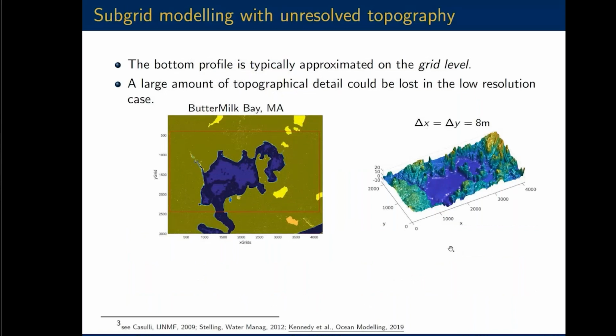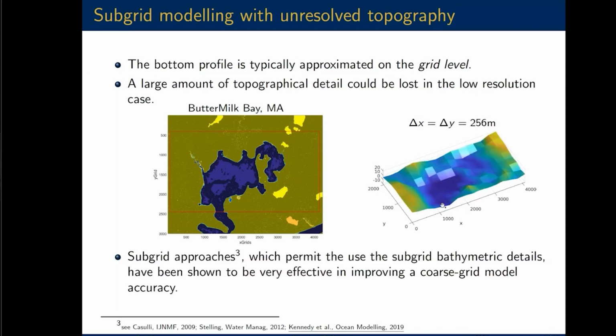So this example shows what happened when we approximate the bathymetry of this area in Buttermilk Bay with 8 meters. You can see that it's actually roughly resolved. But when we approximate it at 200-meter level, you can see that a lot of information is lost, which means that if we care about the detailed inundation or detailed physics, using coarse resolution would miss the detail, and for long-term integration, we could miss the high frequency bias.